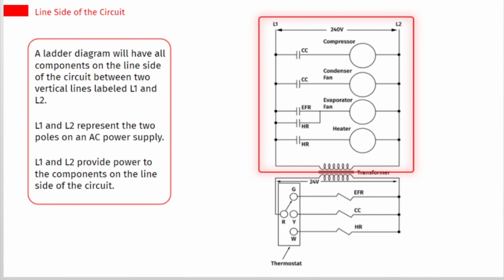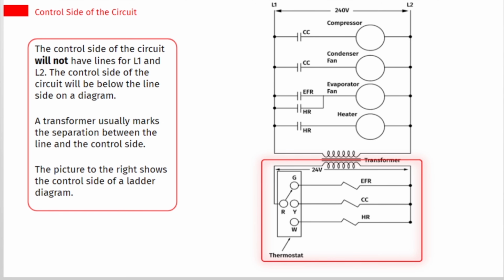A ladder diagram will have all components on the line side of the circuit between two vertical lines labeled L1 and L2. L1 and L2 represent the two poles on an AC power supply. L1 and L2 provide power to the components on the line side of the circuit.